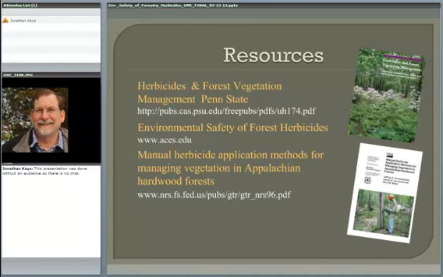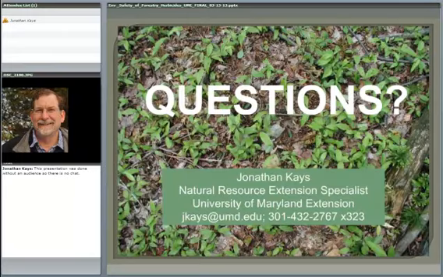Lots of good pictures, instruction on how to do things, and then there's Manual Herbicide Application Methods for Managing Vegetation in Appalachian Hardwoods. Now they say manual, but it may be manual using chemicals, so we're not talking about aerial application here. It's a very nice little field handbook, with very sturdy pages, very much worth tracking down. I think if you just Google U.S. Forest Service, manual herbicide application, you could find it. It's a very good practitioner book for the field person.